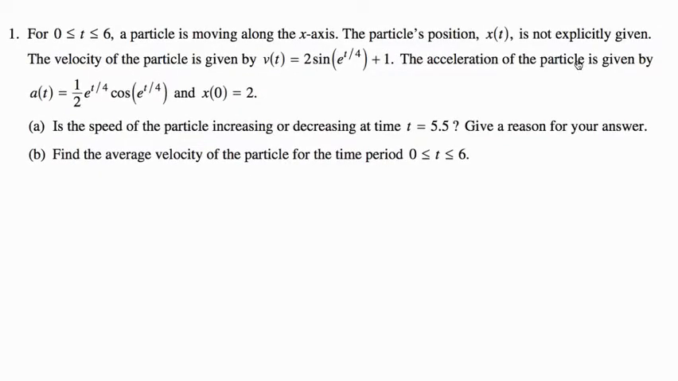Here we have average value embedded in a particle motion FRQ, where it says find in part B the average velocity. The minute I see average, I think average what? And it's velocity. So when I do the average value of f, I do 1 over b minus a times the definite integral of f. So this would be 1 over b minus a, in this case 6 minus 0, times the definite integral from 0 to 6 of the function of which you're averaging, which in this case is the velocity function.